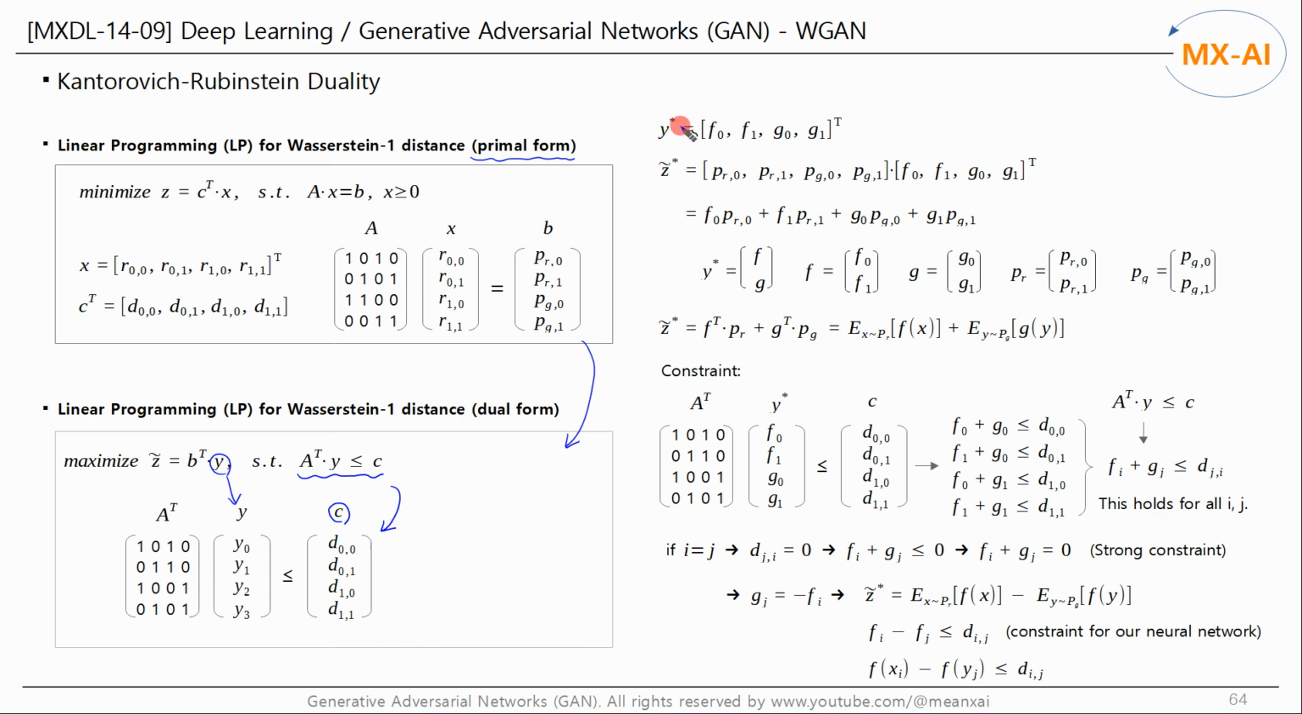Now let's assume that the solution y star of this dual form is as follows. Then the maximum value of the objective function z tilde star can be written as follows. And using the notation below, z tilde star can be expressed as follows.